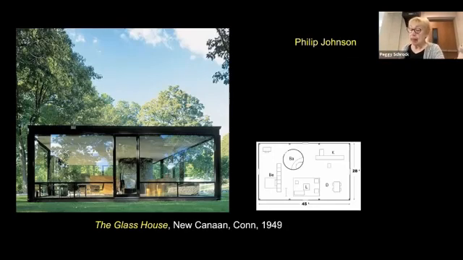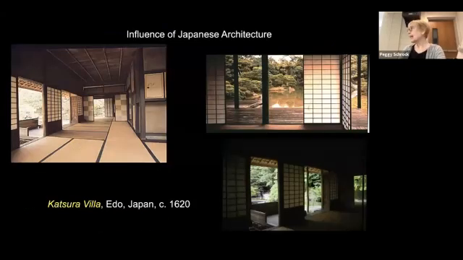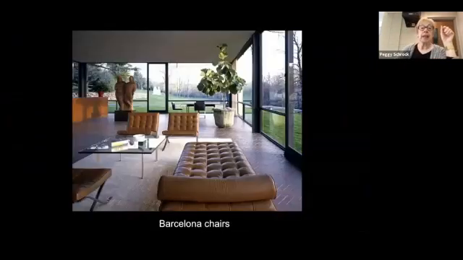The Glass House is a place to live as much as a sort of stage, and people always have opinions about it. It is a completely open area and is also very influenced by Japanese architecture. Again, in its openness, Japanese buildings like this, actually the Katsura Villa in Edo, have sliding exterior doors. Depending on the time of year and what you saw in your garden, these walls would be opened up. That idea of being inside and looking out on this beautiful scene is certainly something that influences Johnson.